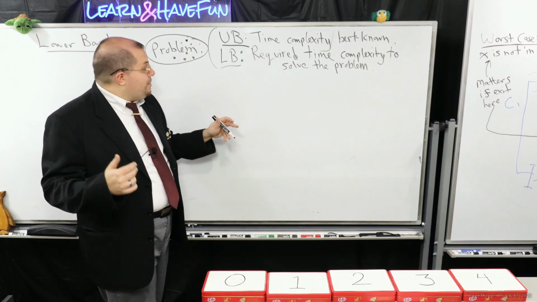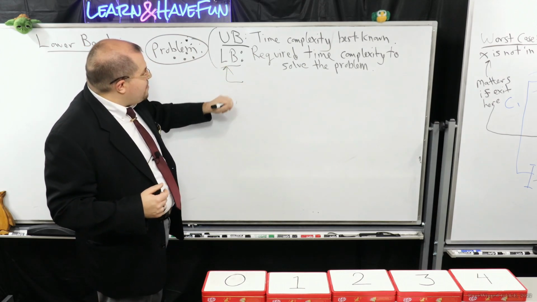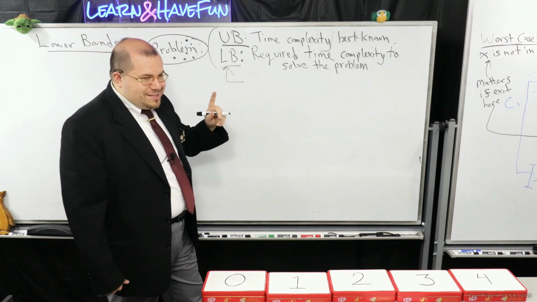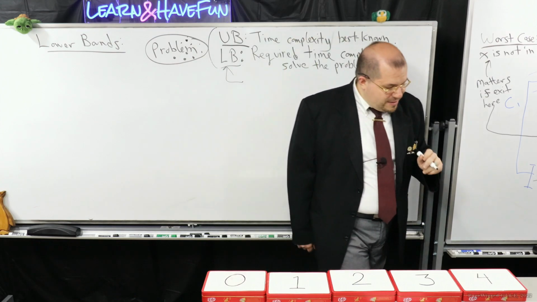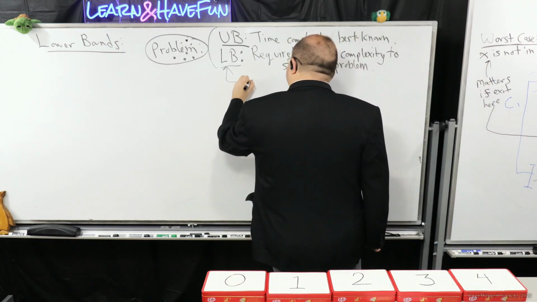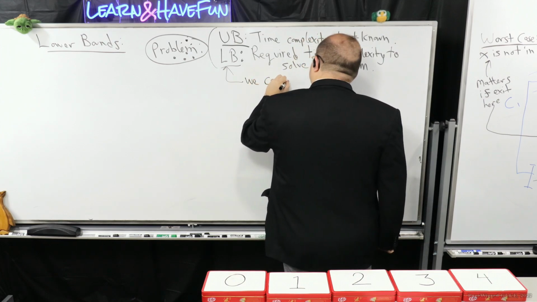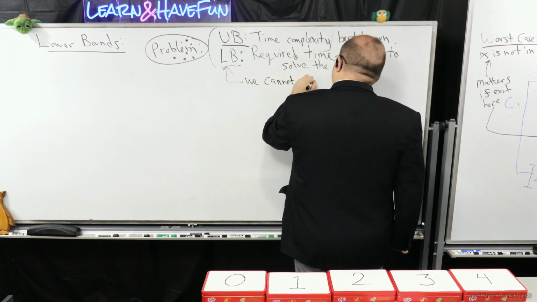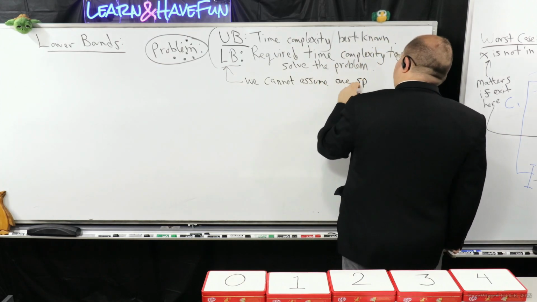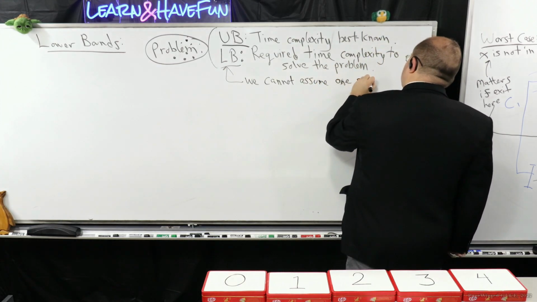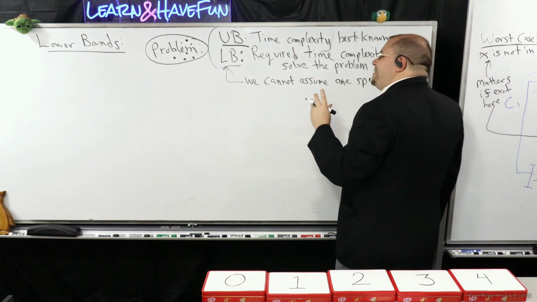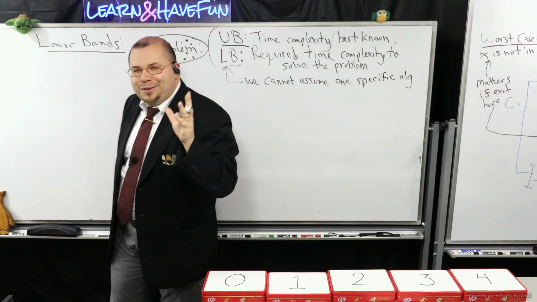Likewise, lower bound, well, what can you do? One thing that you're going to notice very quickly is we cannot make assumptions about too many things, right? Those assumptions will limit our results. So the big thing is that we cannot assume one specific algorithm, right? That doesn't tell us the time required to solve the problem.